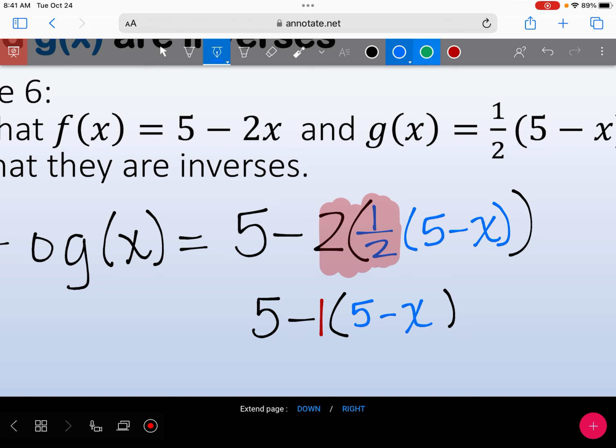So now you can distribute the -1. And you get 5 minus 5 plus x. And then 5 minus 5 is what? 0, and you have 0 plus x, which is x.